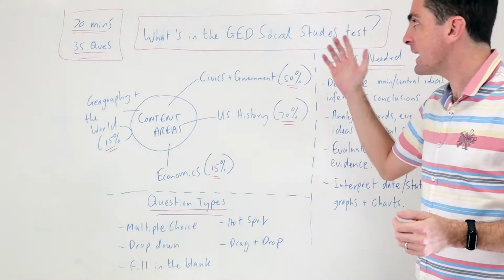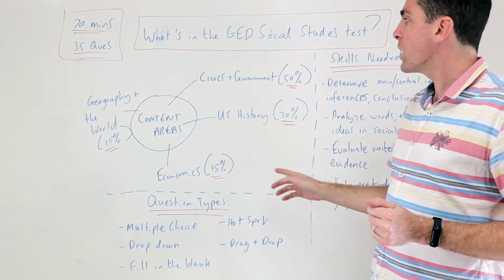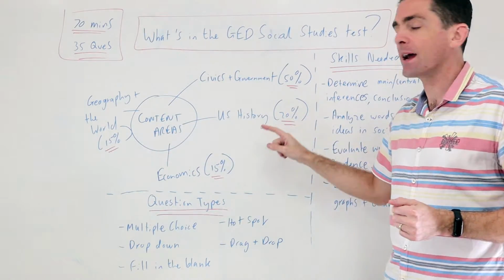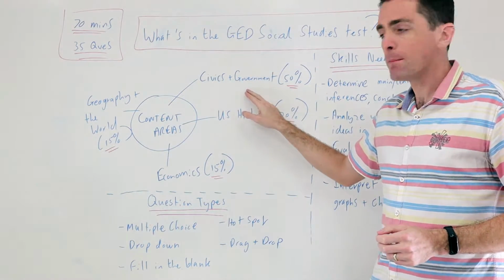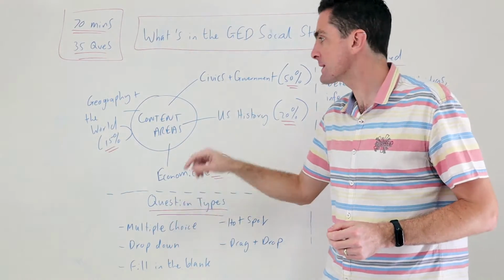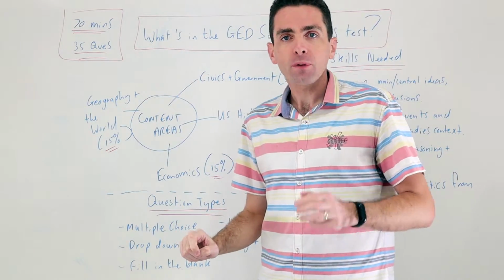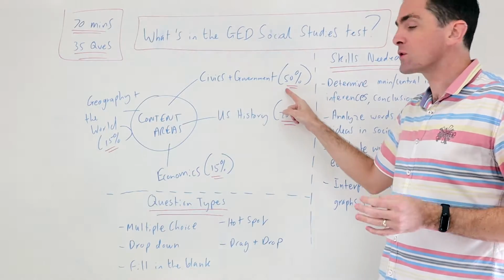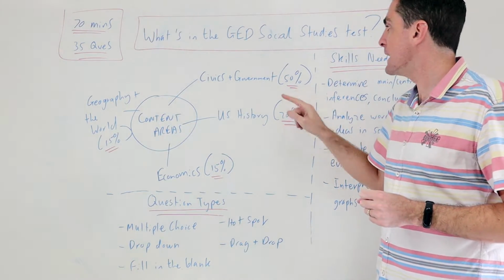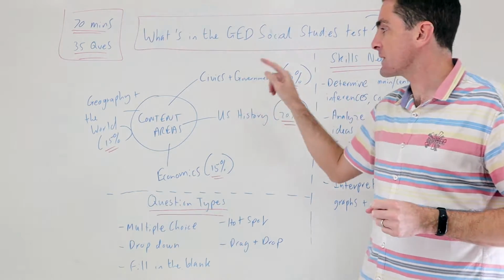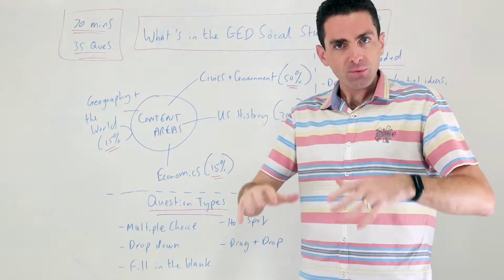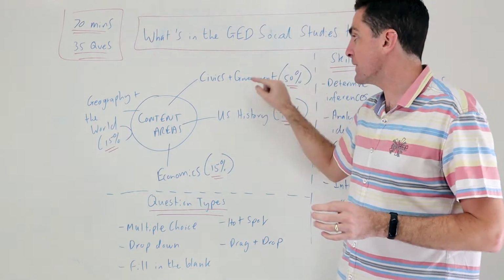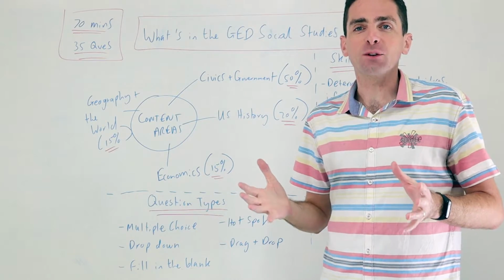Now, within the test itself, there are 4 content areas, okay? Civics and government, US history, economics, geography and the world. Now, as you can see, the most weighty of these 4 areas, at 50%, is civics and government. This also is the most feared part of the GED Social Studies test.